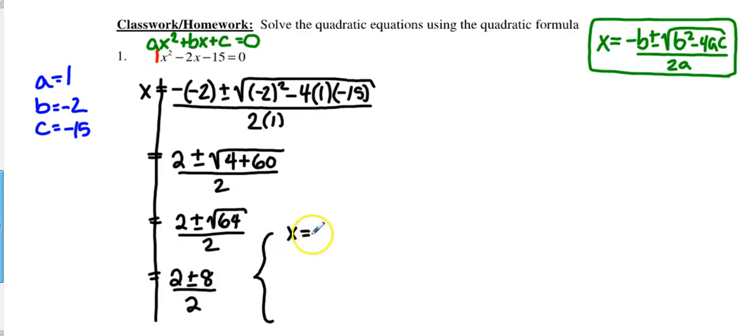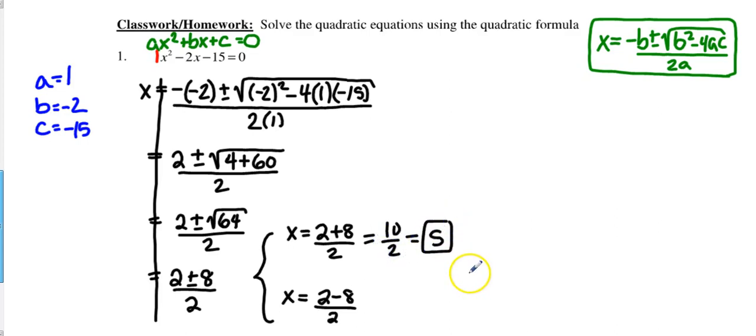So when we say plus or minus, that really is representing two different answers. It doesn't matter which one we do first. I'll just choose to do plus. So I'll do 2 plus 8 divided by 2, and then my second setup will be 2 minus 8 divided by 2. So I do 2 plus 8 and I get 10, divided by 2 is 5. You finish this one and we'll see if we match answers. 2 minus 8 is negative 6, divided by 2 is negative 3. And we're done. Those are our answers: 5 and negative 3.